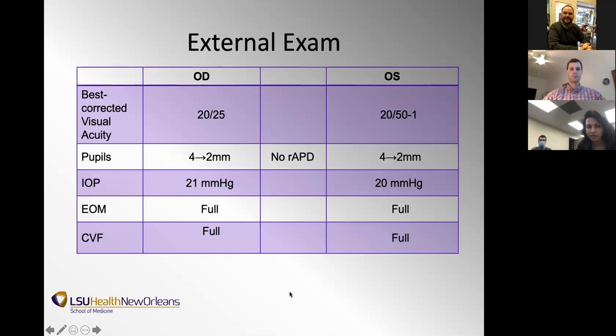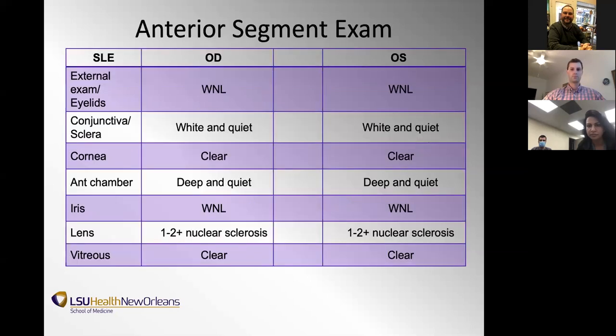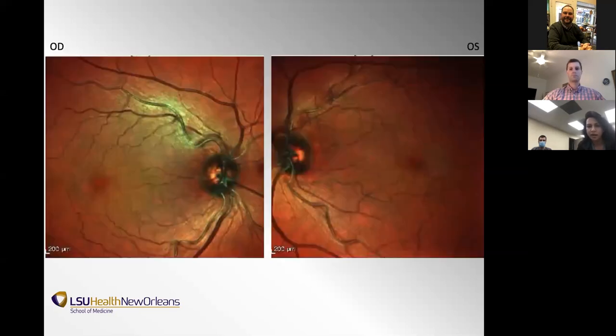Her best corrected visual acuity was 20/25 in the right eye, 20/50 in the left eye. She had no APD. Her pressures were 21 and 20, and extraocular movements and confrontational visual fields were full in both eyes. Her anterior segment exam was essentially unremarkable. She had 1 to 2 plus nuclear sclerosis in both eyes. And these are her fundus photos.